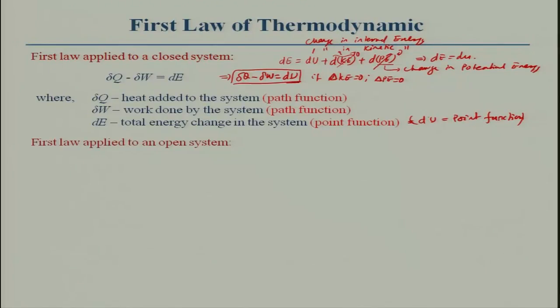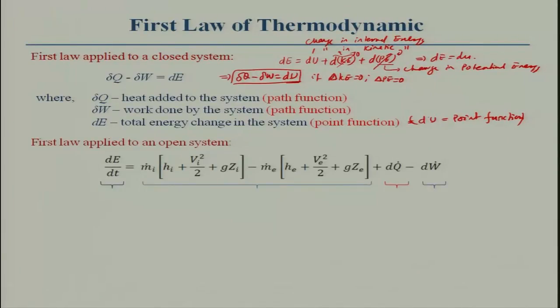The first law of thermodynamics for an open system, what would it be? Some people say delta Q minus delta W is equal to dH, but that is a little limited. The elaborate one is dE by dt is equal to m dot i, where i means inlet. If I say there is a system here, this is your inlet, I, and this is your exit, e. Then the mass flow is given at inlet and at exit.